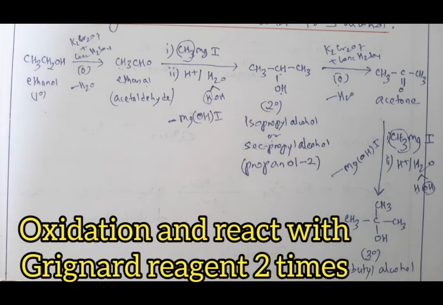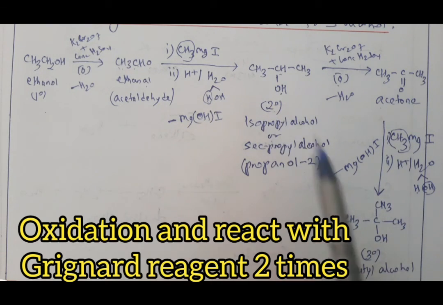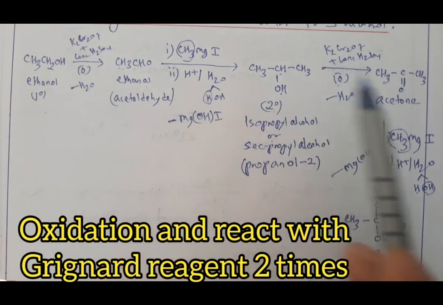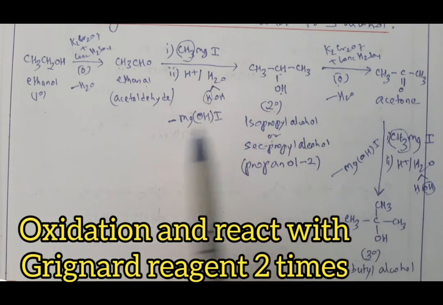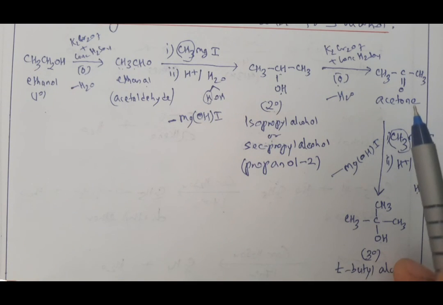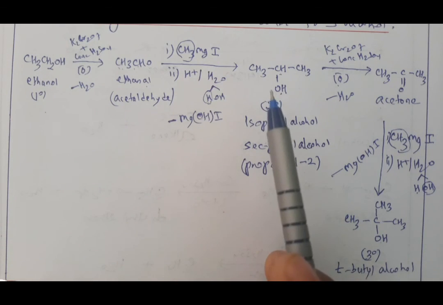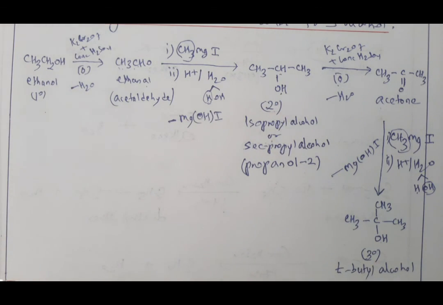Now let us see how the question comes from here. The question may say convert ethyl alcohol to isopropyl alcohol. From here to here is the answer. Convert isopropyl alcohol to t-butyl alcohol. From here to here is the answer. Convert acetaldehyde to acetone. From here to here is the answer. Convert ethyl alcohol to t-butyl alcohol. The whole reaction is the answer. Convert acetone to t-butyl alcohol. From here to here is the answer. Convert acetaldehyde to isopropyl alcohol. From here to here is the answer. So many questions. From this single reaction, I can fragment this into 20 small reactions. So students, do learn this reaction properly.